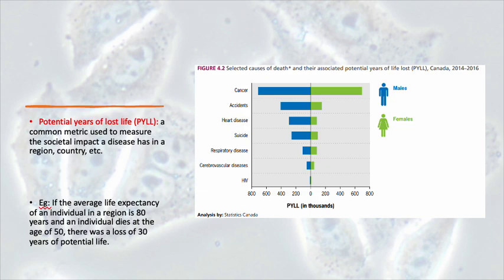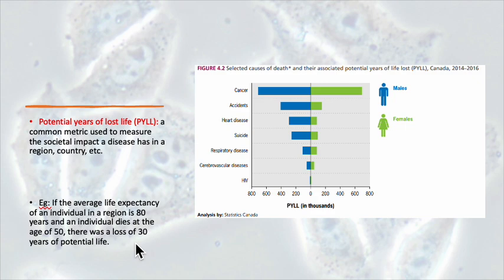Now, one term that we make note about in terms of cancer is PYLL, or potential years of lost life. This is a very common metric that is used to measure the societal impact that a disease has in a country or region. So if an average life expectancy of an individual is, say, around 80 years old, close to that in Canada, and say the individual dies at the age of 50, the loss of years of life, or PYLL, would be 30 years for that region.